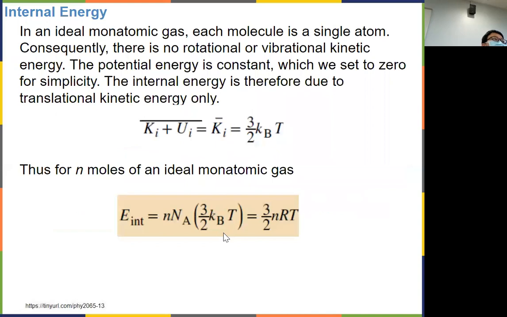For the internal energy of the system, if you just consider the kinetic energy, meaning just the motion of it, you are not considering any potential energies or interaction between molecules, then it's 3/2 of kBT for each molecule. For the system, you multiply by the number of molecules you have. So then it's 3/2 of nRT, in moles. If you combine Avogadro's number and Boltzmann's constant, that gives you the gas constant R.